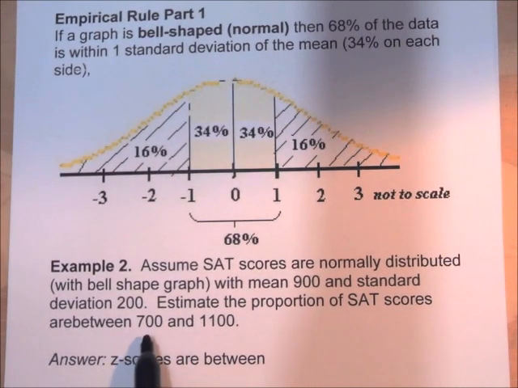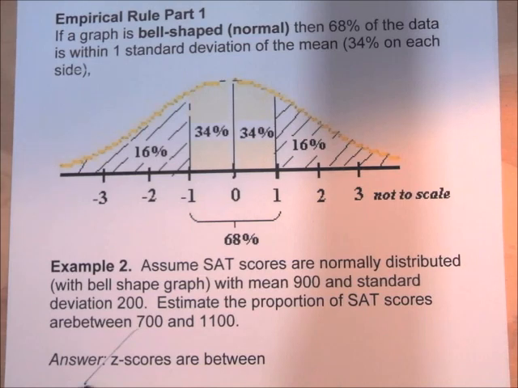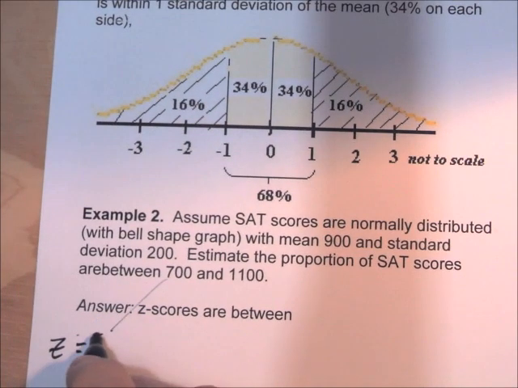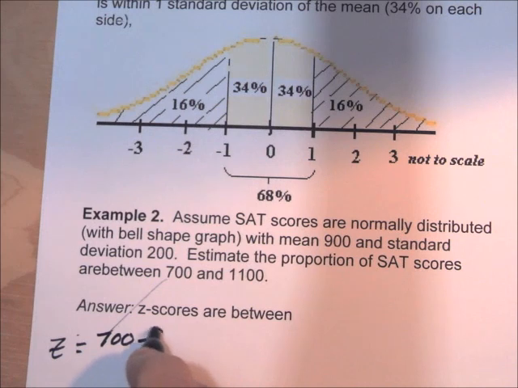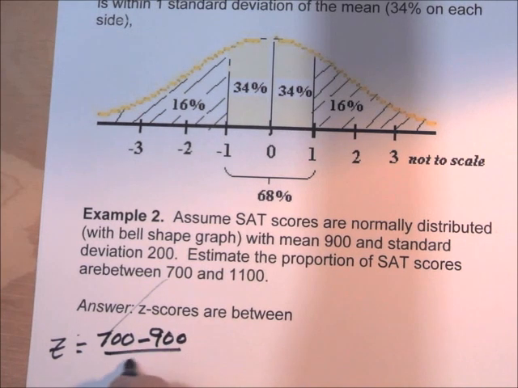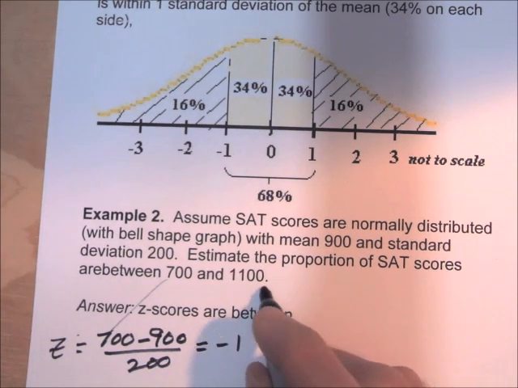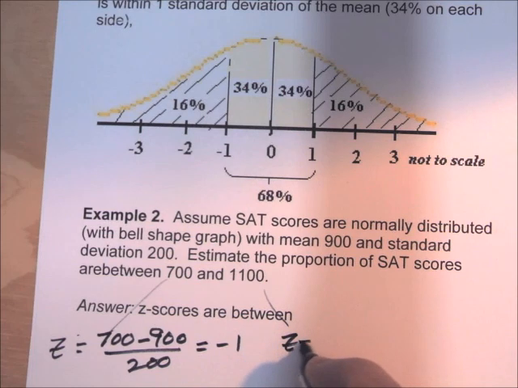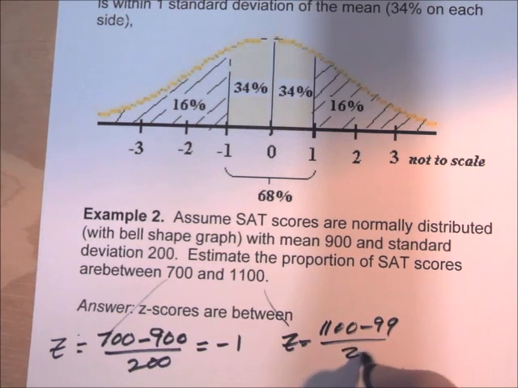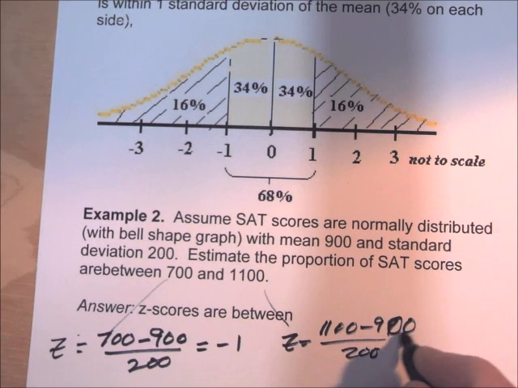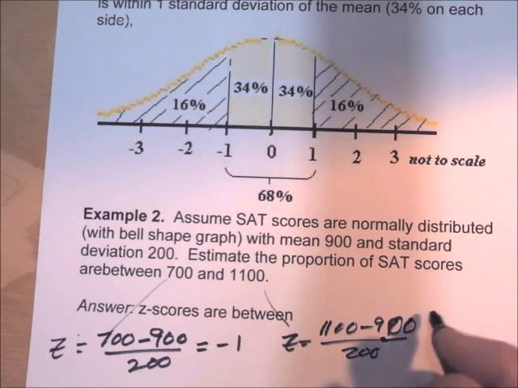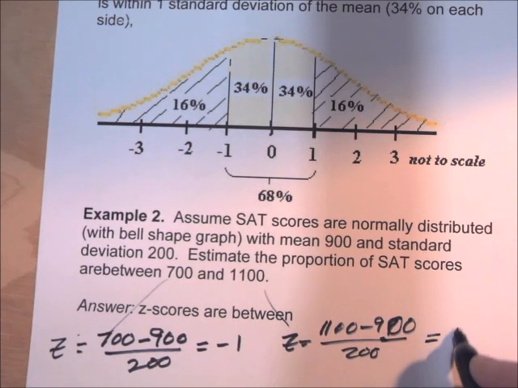We can compute the z-score for each of these. So for 700, z is going to equal 700 minus the mean, which is 900, divided by 200. 700 minus 900 is -200, divided by 200 is -1. And for this one, z is equal to 1100 minus 900 over 200. 1100 minus 900 is 200. 200 divided by 200 is 1.